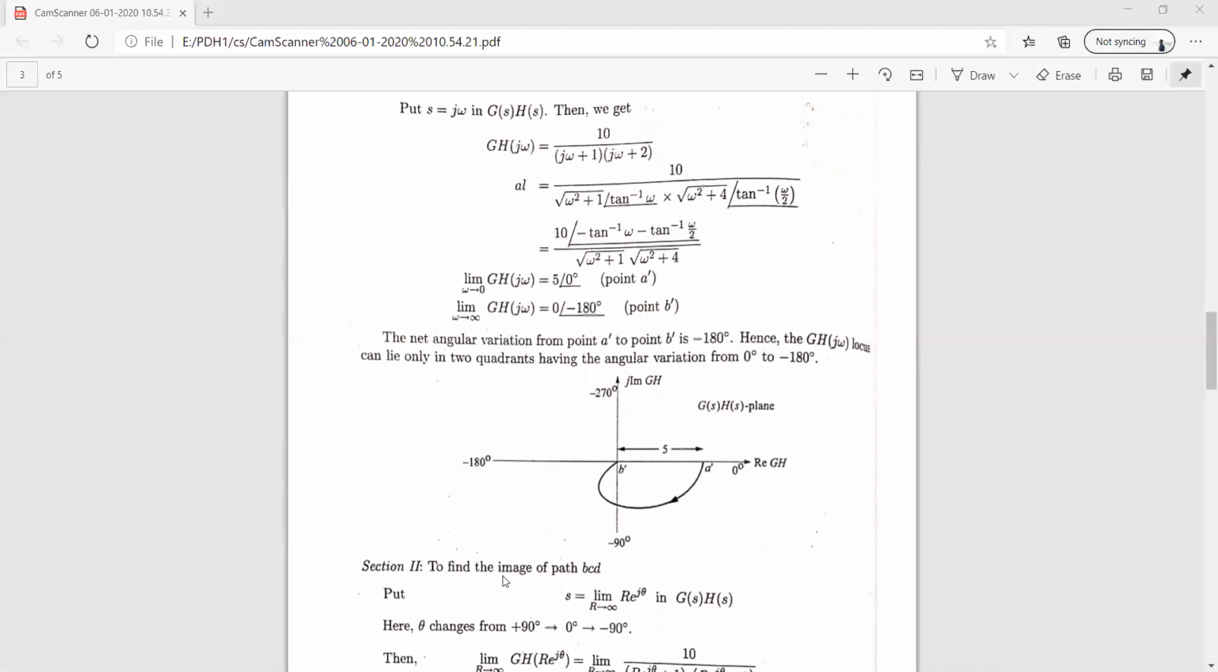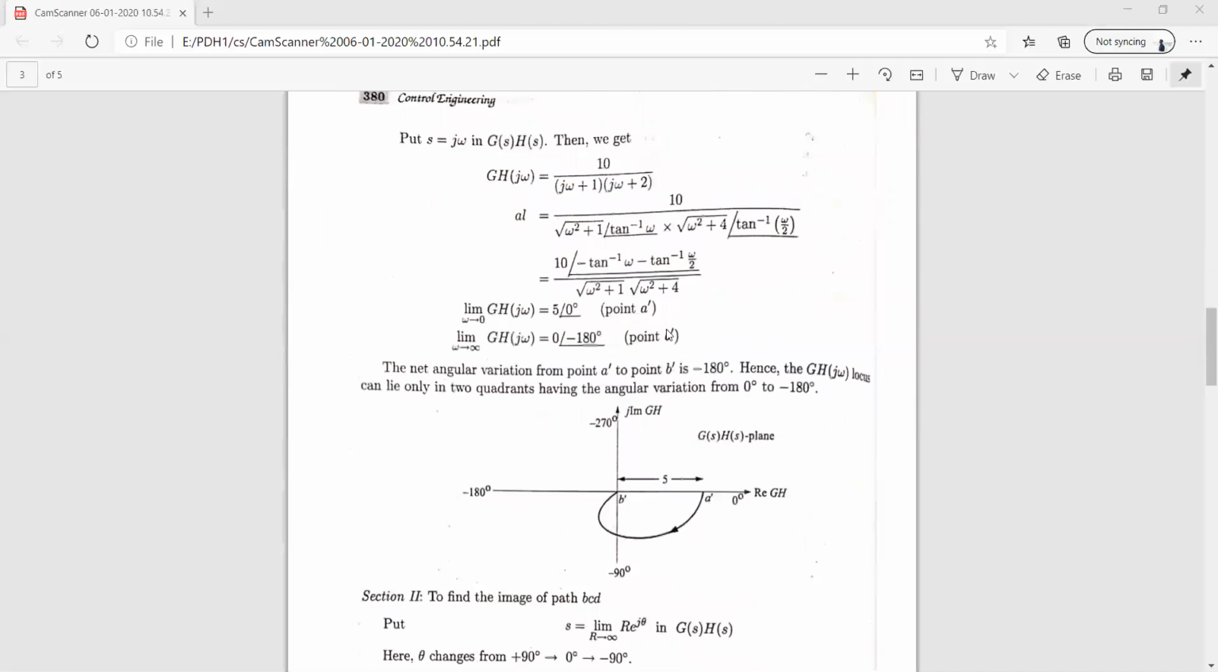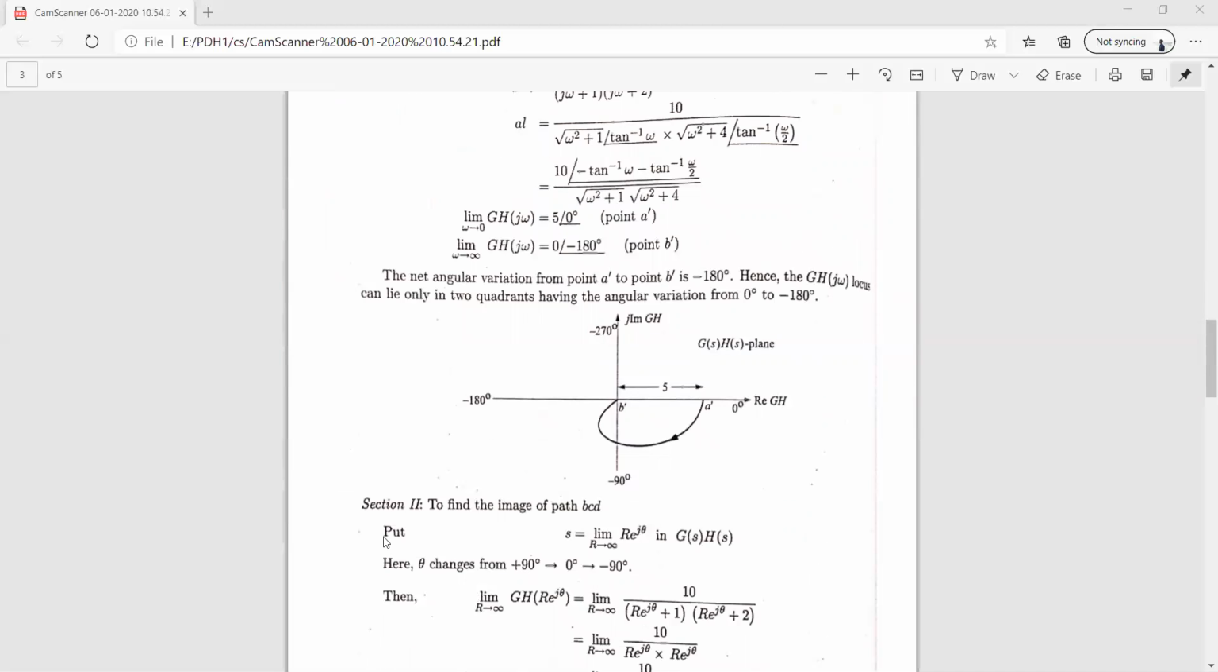Then section 2, to find the image of the path BCD. So you need to find its equivalent contour. How exactly is it? See, we have the limit r tends to infinity of G(s)H(s) with s equal to r e raised to j theta. Therefore, that equation will change to the limit r tends to infinity of 10 by, where s is there, we need to replace it by r e raised to j theta. Here also r e raised to j theta.